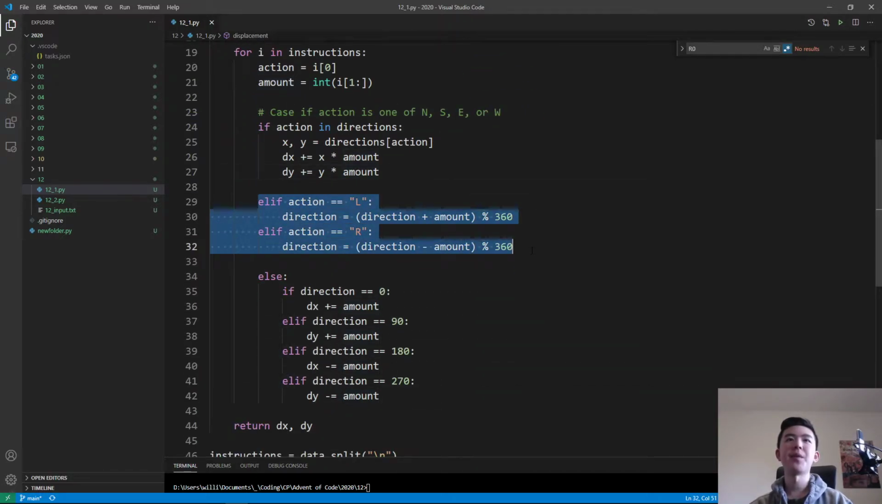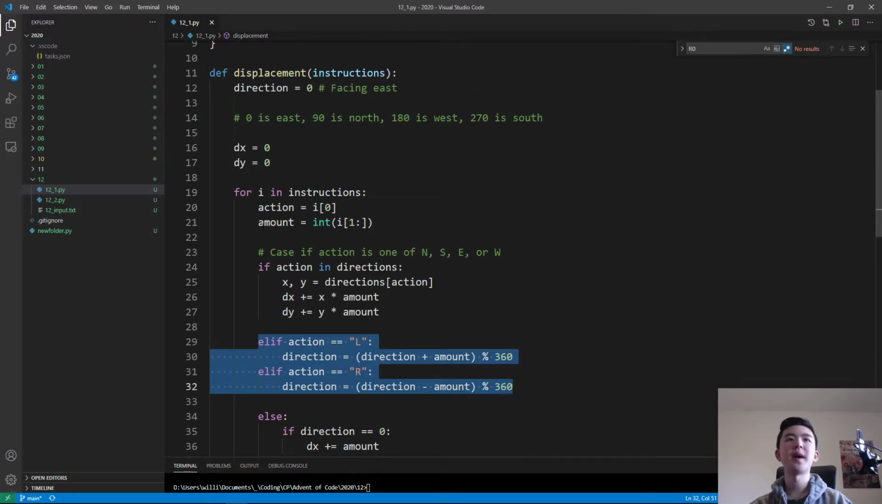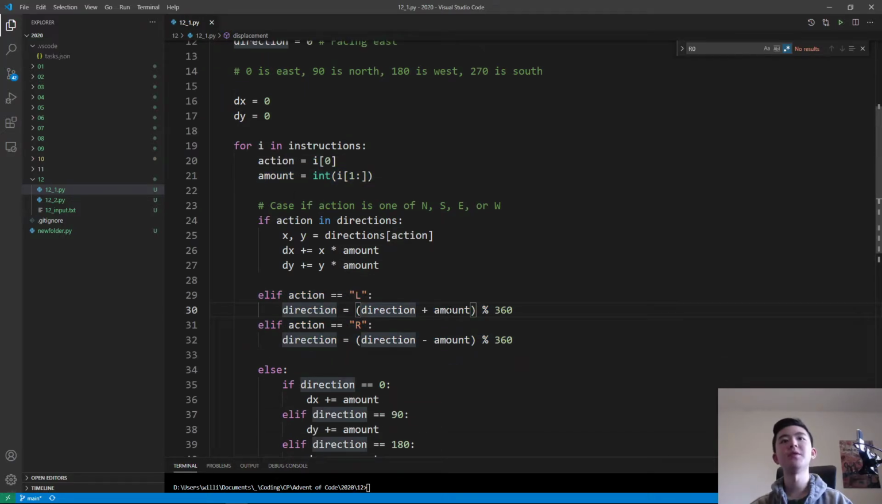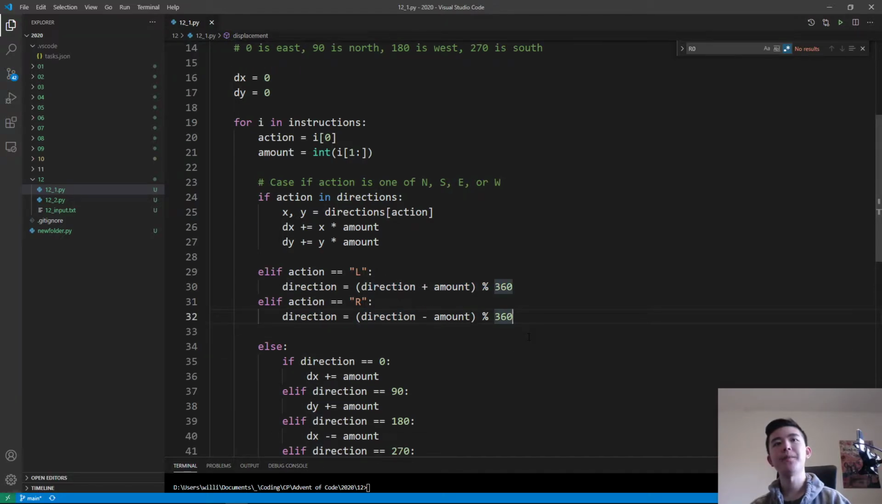After that, we have left and right. We just change our direction by the prescribed amount. If it's left, that's an increase, and if it's right, then it's a decrease, because we're using counterclockwise as increasing. We also want to take this mod 360 to make sure it always stays positive. If we're turning right, we're subtracting, but we don't want to go negative, and if we're going above 360, we want to loop that around.